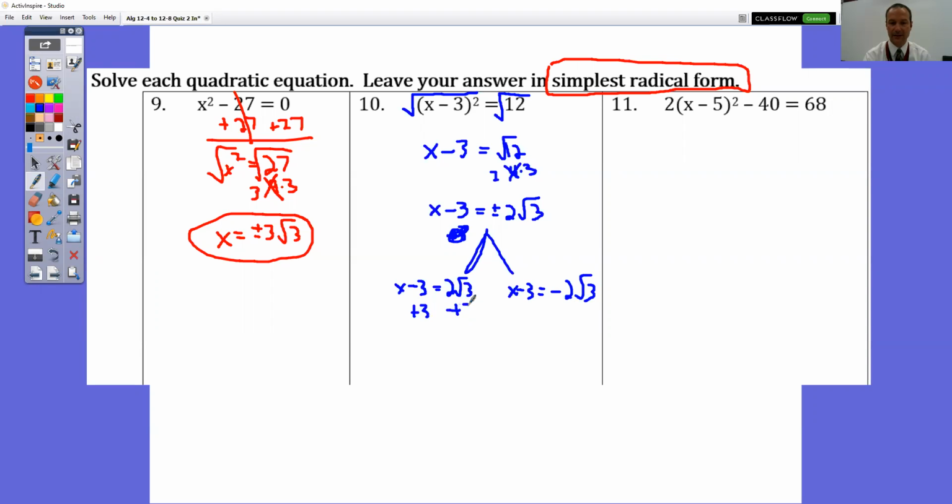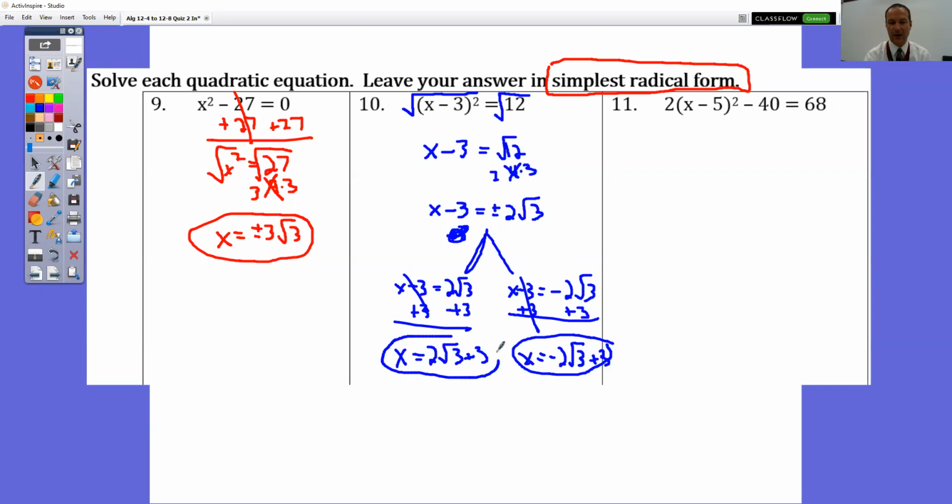So plus 3 and plus 3. Those cancel out, those cancel out. So we have x equals 2 radical 3 plus 3, and we have x equals negative 2 radical 3 plus 3. When you go to type these into Schoology, you are not going to type any spaces in between any of this. You're just going to do 2, square root symbol, 3, plus 3, and negative 2 radical 3 plus 3.